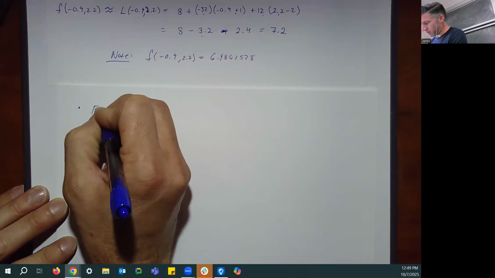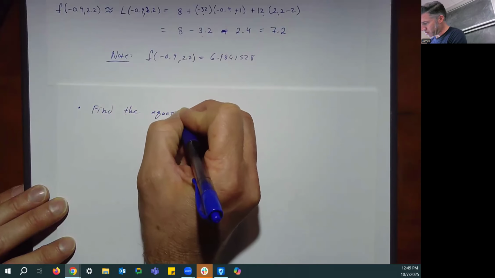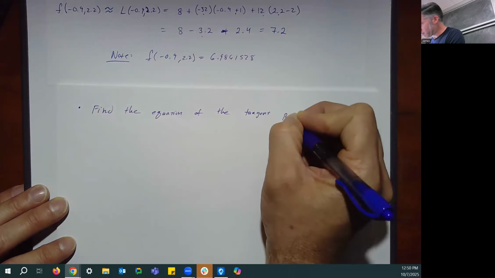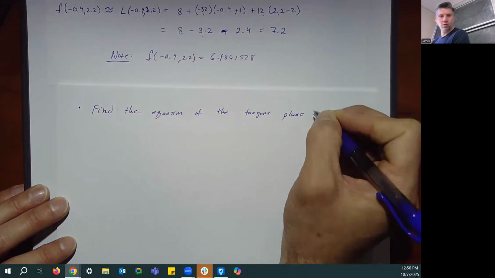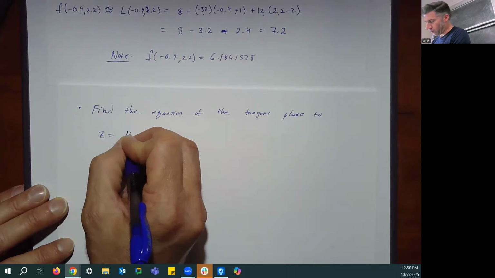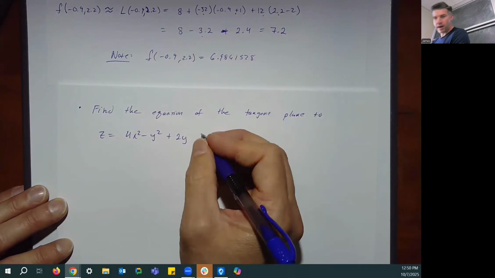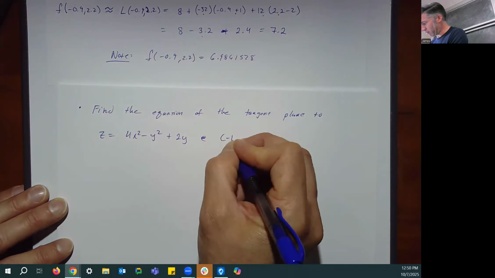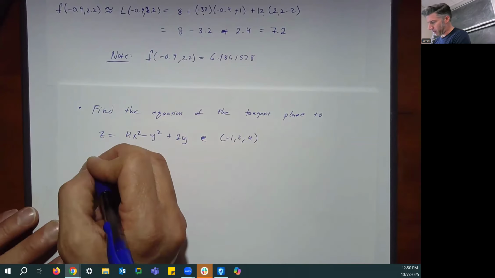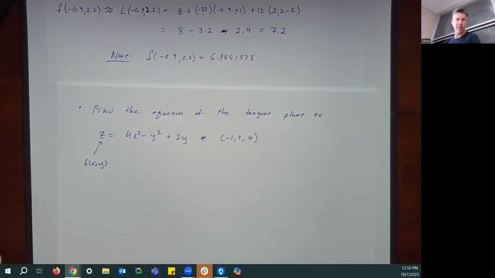Let's find the equation of the tangent plane to the function z equal to 4x squared minus y squared plus 2y at the point negative 1, comma 2, comma 4. And if you prefer, you could certainly write the z part here, right? You could instead write that as f of xy if you prefer.